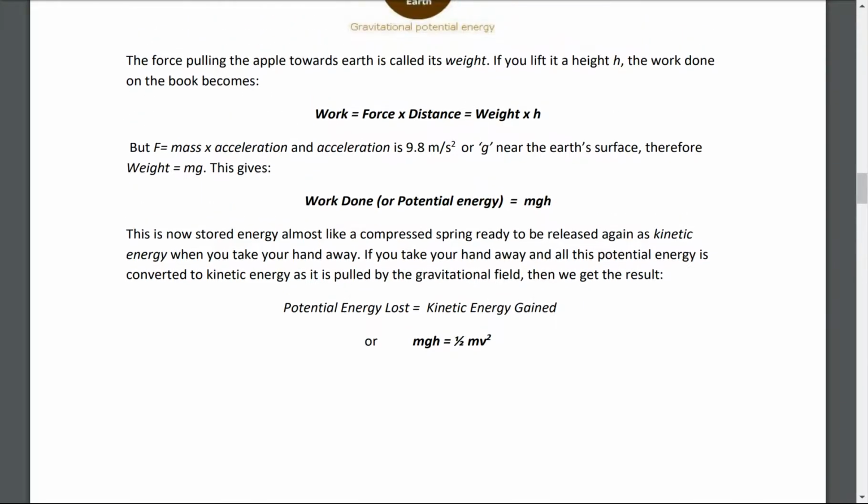And now if you let it go again, if something has been lifted through a height h and you let it fall again, it's been pulled down by the Earth's gravity, so it gains kinetic energy. So that potential is converted to kinetic. So the loss in mgh, or potential, is the gain in kinetic, and the formula for that is half mv squared.